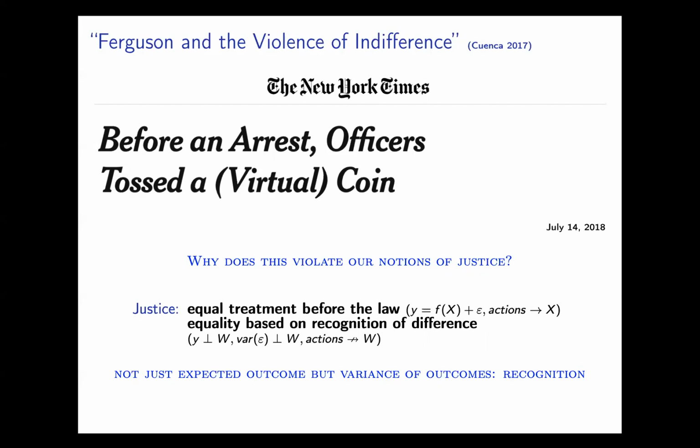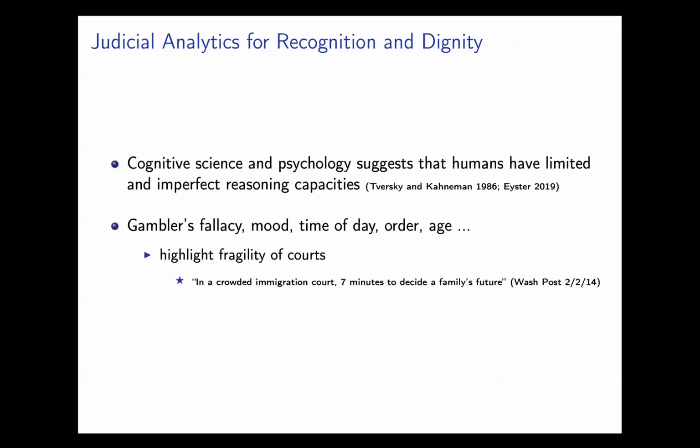So what can machine learning do about this? Cognitive science and psychology suggests we have limited and imperfect reasoning capacities. Gambler's fallacy, mood, time of day, order, age. They all highlight the fragility of the courts, where even in the US, there can sometimes be only 7 minutes to decide a family's future.